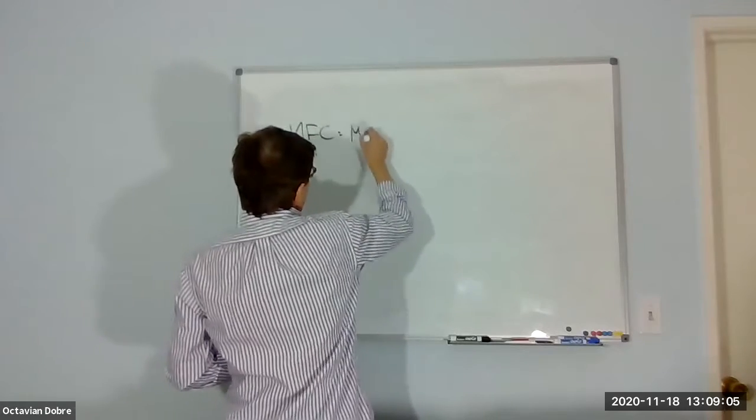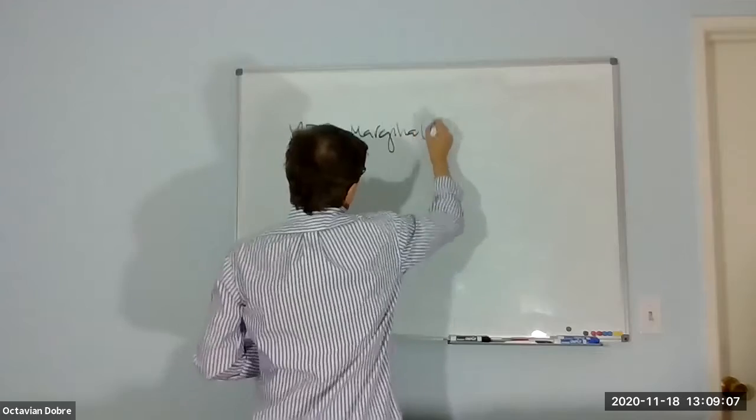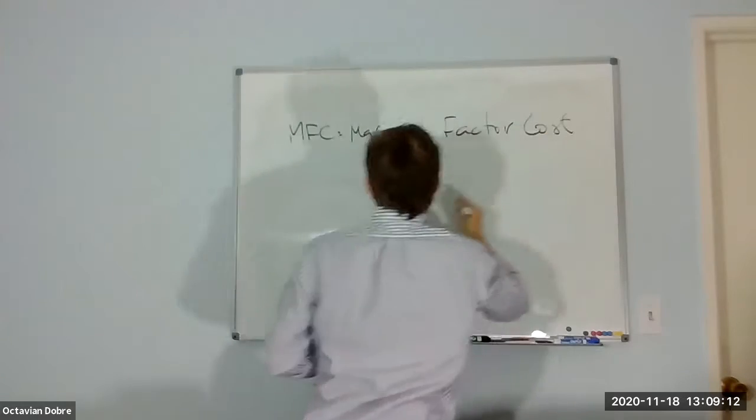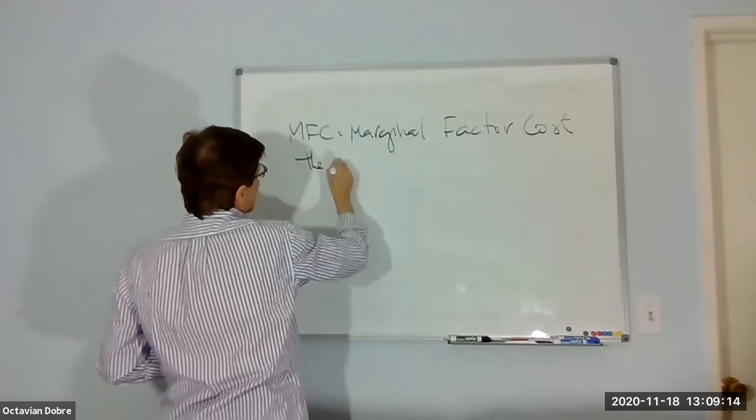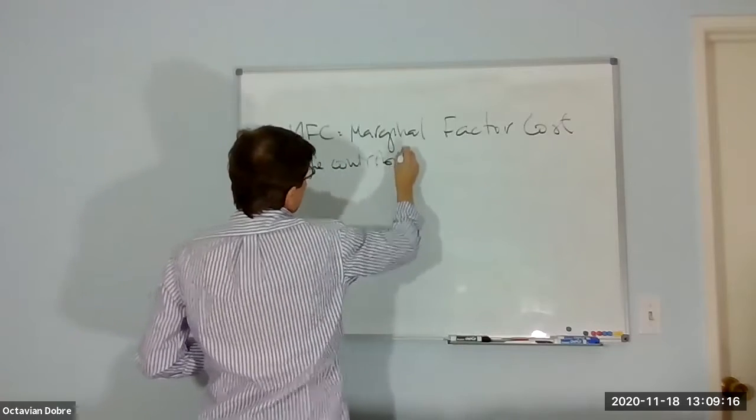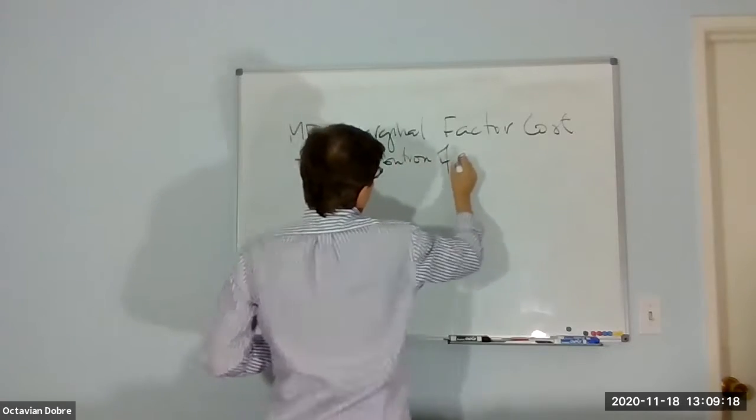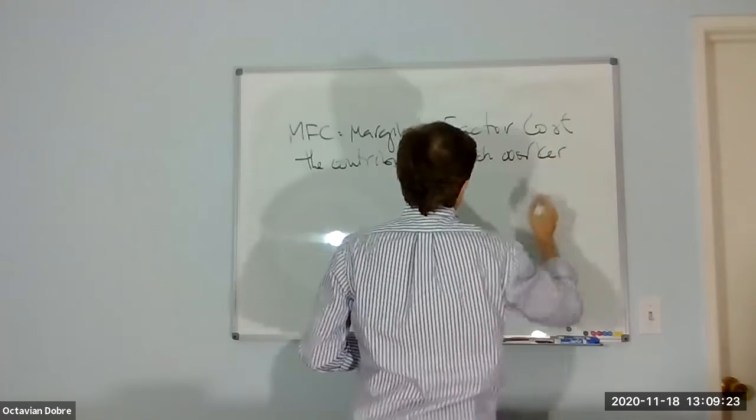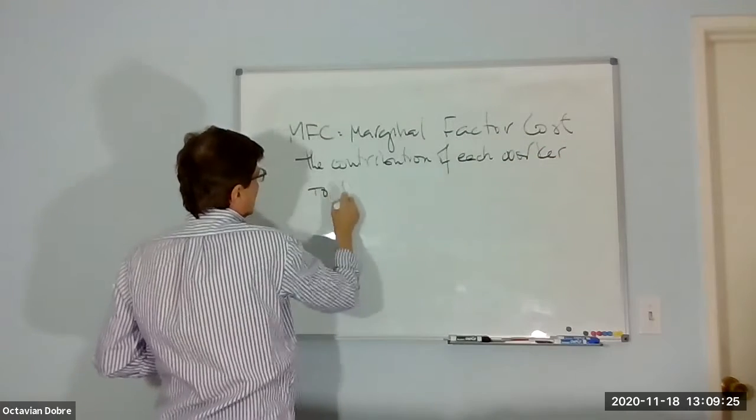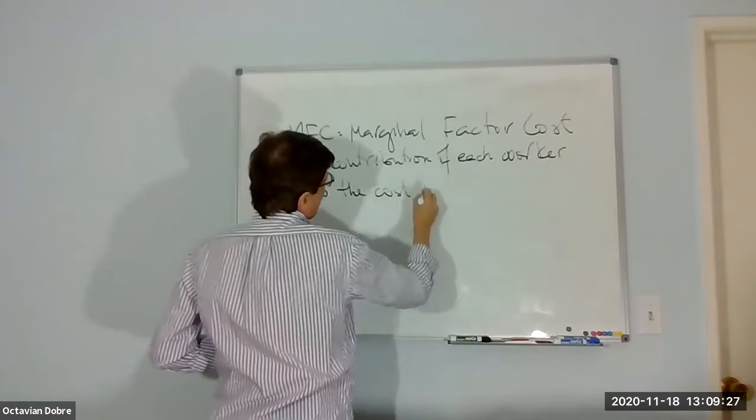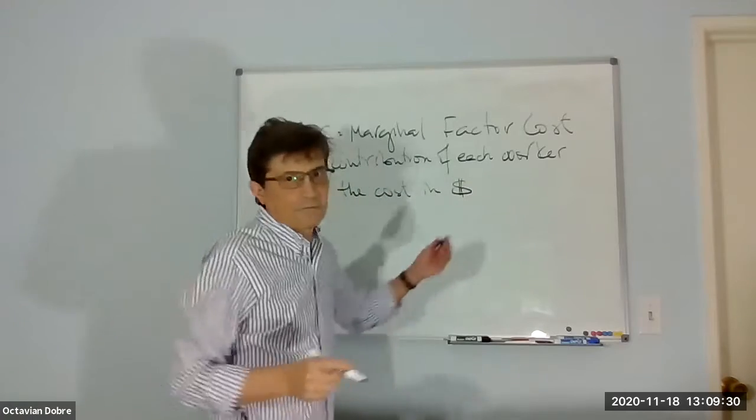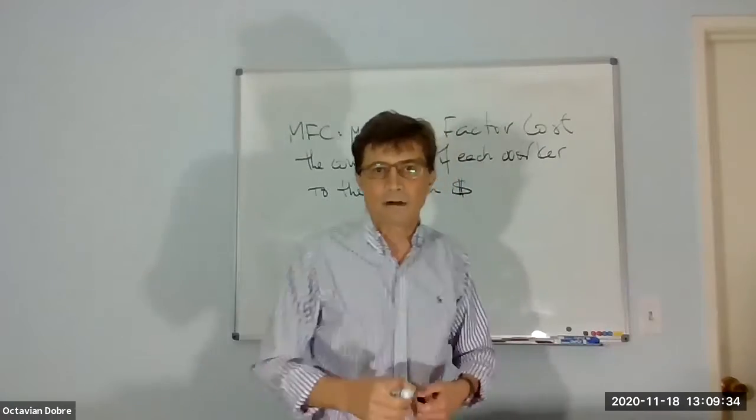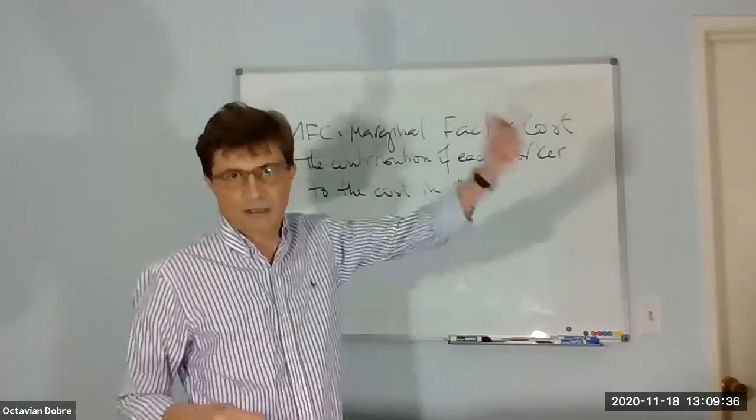MFC equals marginal factor cost. It is the contribution of each worker to the cost, in dollars obviously, because that's how much they contribute to the firm. They contribute their wage in terms of dollars: 60,000, 60,000, 60,000.